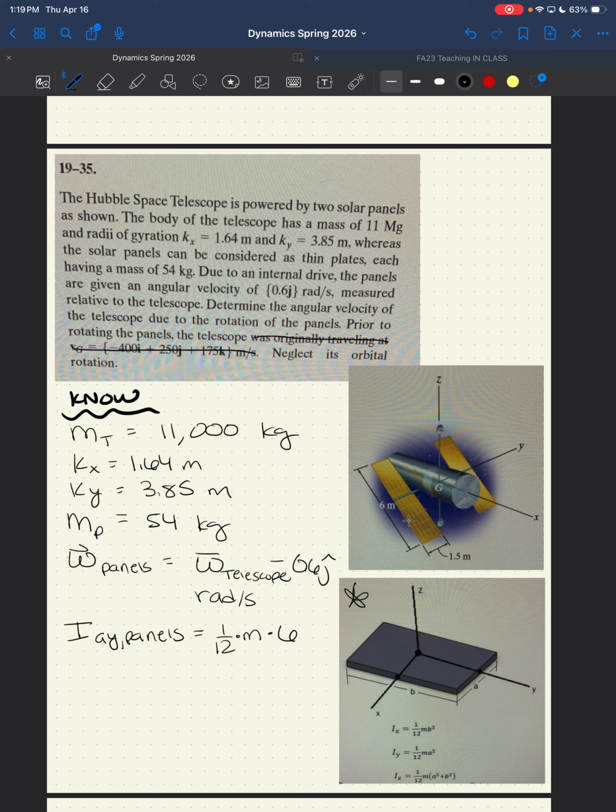So that looks like the sum of all H_y1 equals the sum of all H_y2, where I'm summing both the momentum by the panels and the telescope on both sides. So H_y1 panels plus H_y1 telescope equals H_y2 panels plus H_y2 telescope.